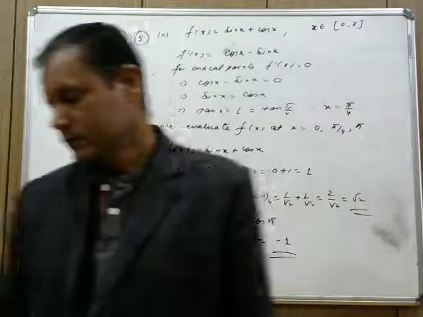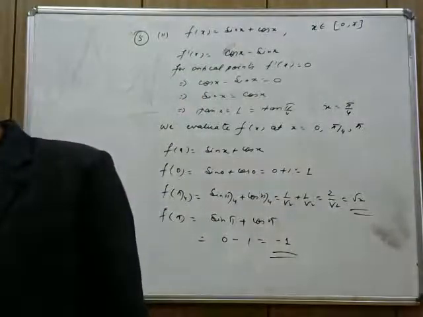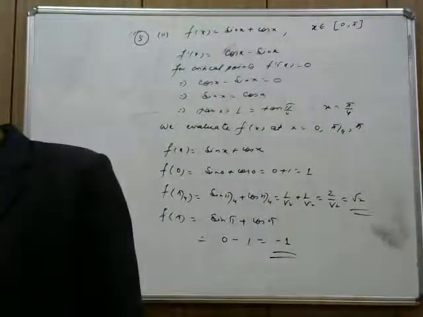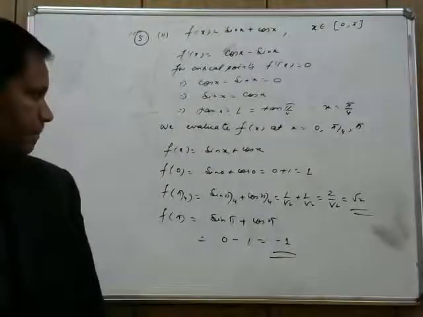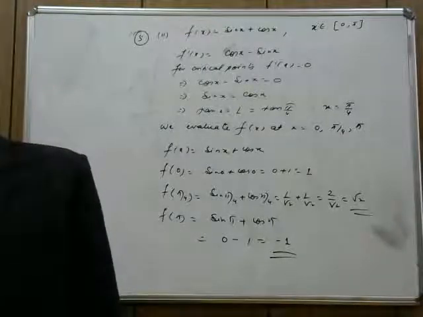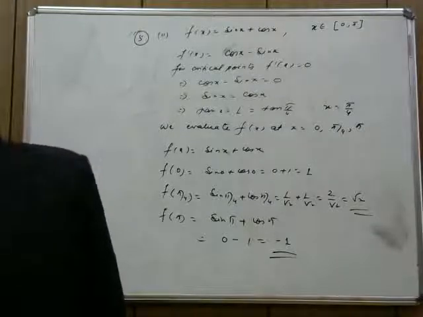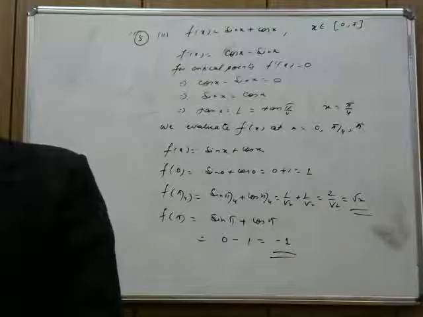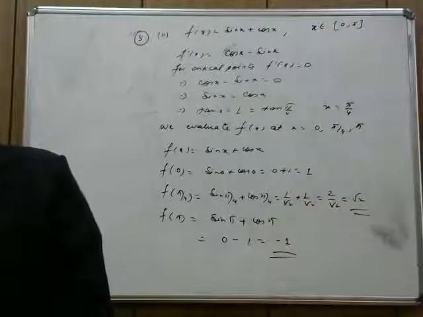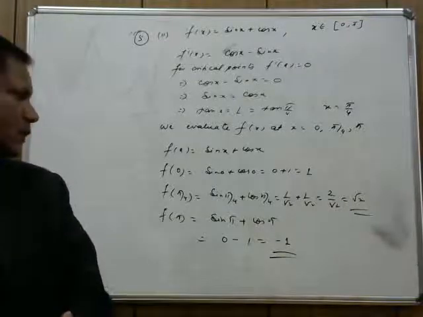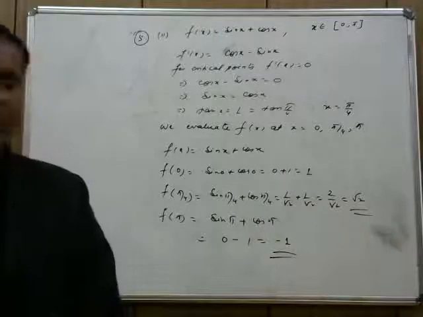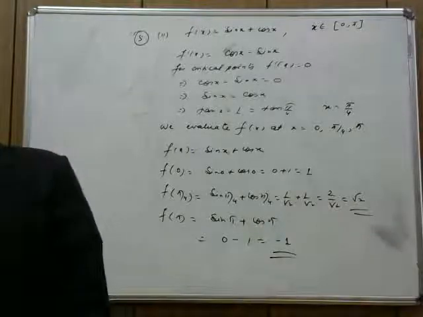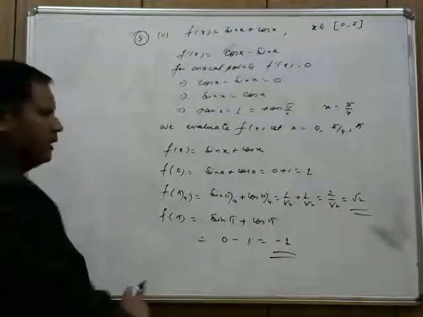Fine. Therefore, we can say that f of 0 is 1, f of pi by 4 is root 2 and f of pi is minus 1. Therefore, the absolute maximum value is root 2 at x equal to pi by 4 and the absolute minimum value is minus 1 at x equal to pi. And that will be the answer.